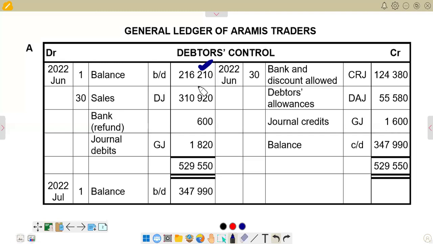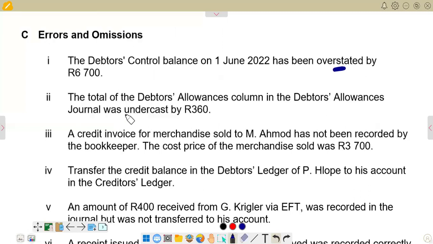So if you come back to the question, you'll see that the next figure that we have in the question for the debtors control is the figure for sales. So obviously, we go there again to see if we have got any information that is affecting our sales. We come back to the additional information, go item by item, trying to check if you've got anything that is affecting our sales.